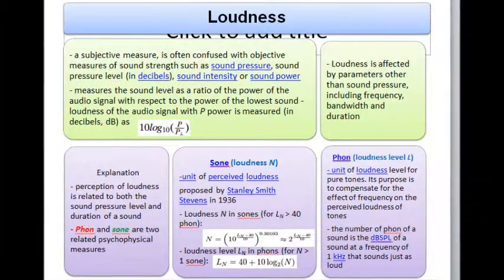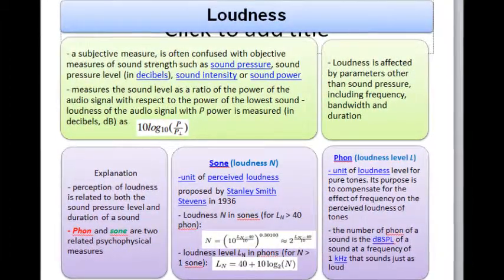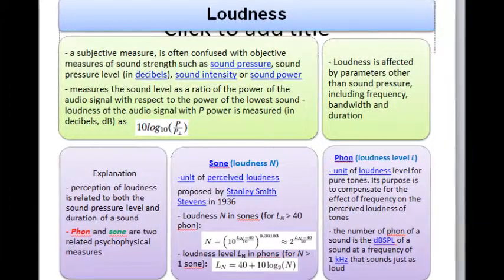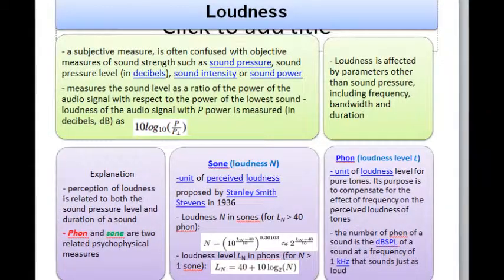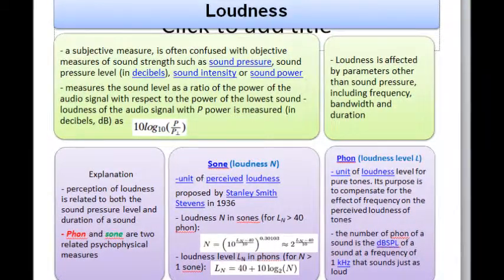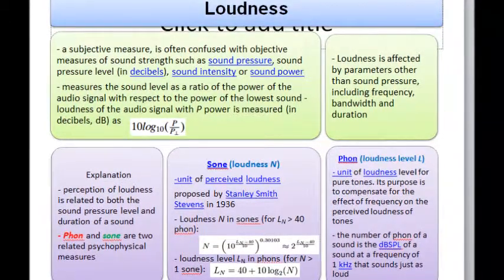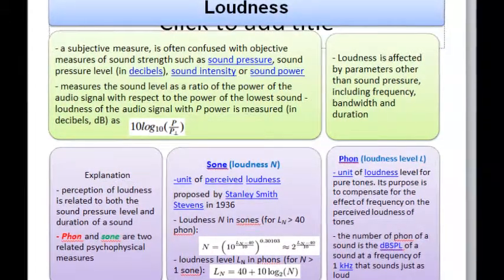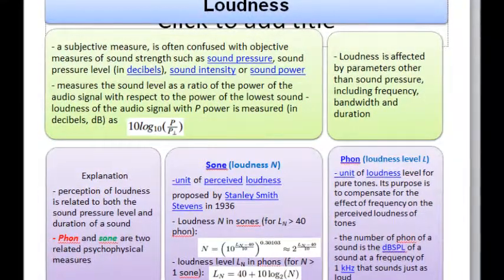Loudness has two psychophysical measures, which are phon and sone. Sone is a unit of perceived loudness proposed by Stanley Smith Stevens in 1936, and phon is a unit of loudness level for pure tones. Its purpose is to compensate for the effect of frequency on the perceived loudness of tones.